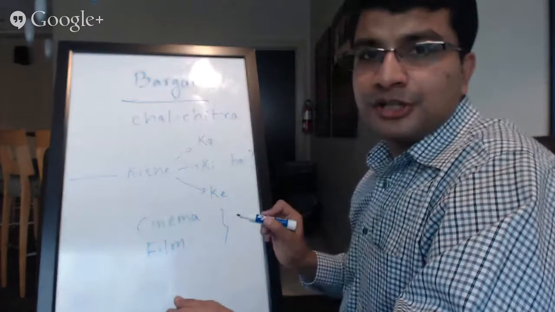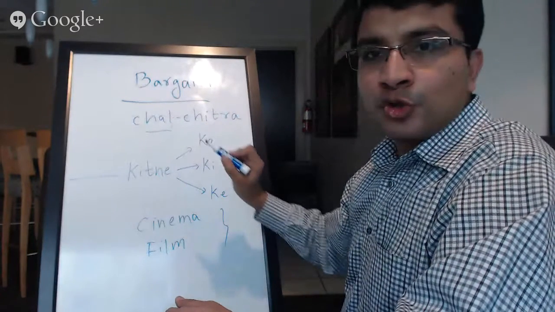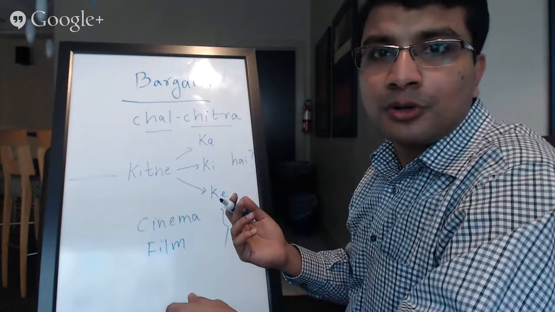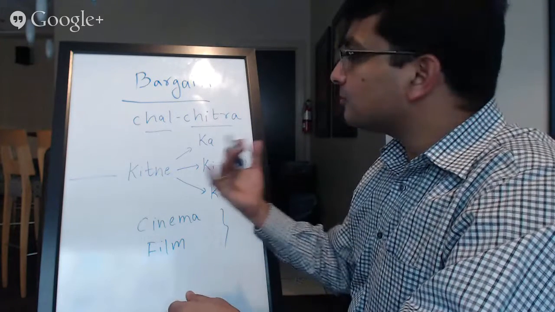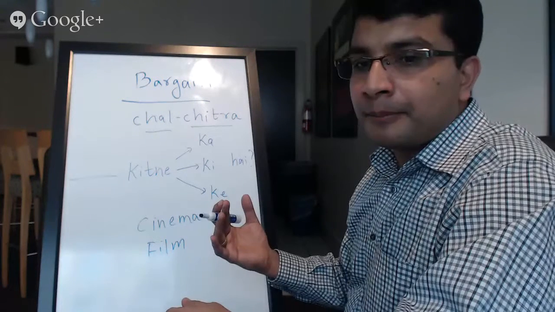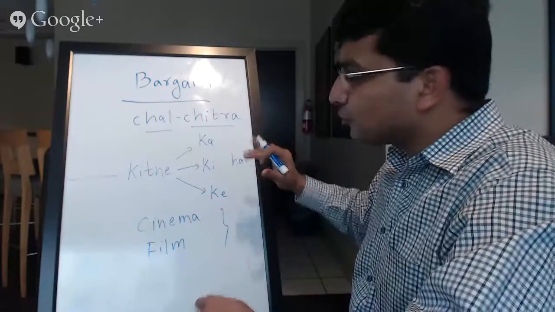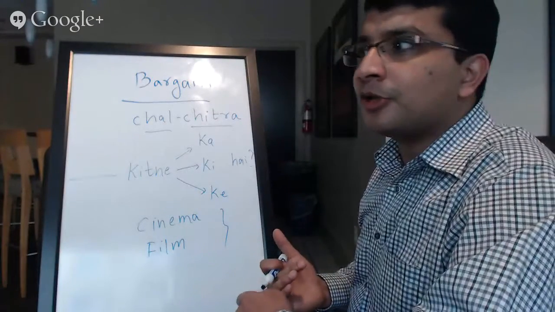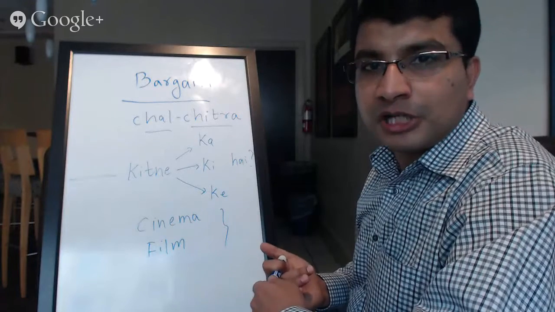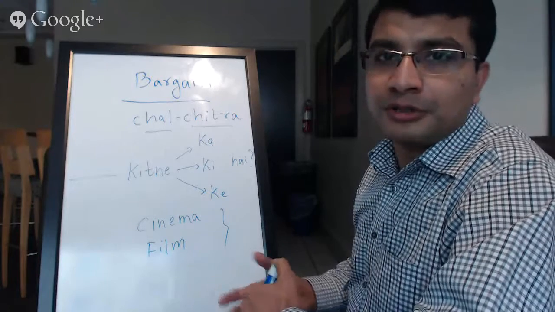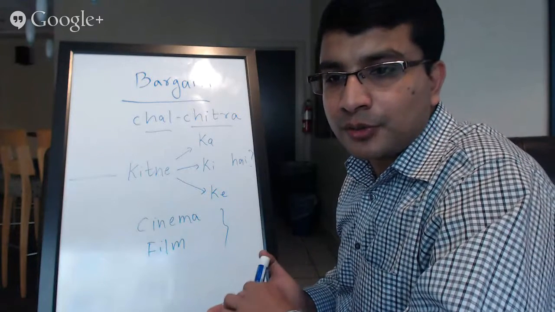Chal Chitra. Chal is like motion. Chitra is a picture, like a photo, right? So think of it as a moving picture. So that's movie, but you will not see it. I'm just giving you this so you will understand the semantics behind it. Even if you talk to someone, Chal Chitra, probably they'll know about it, but they don't use it on a day-to-day basis. So good question.